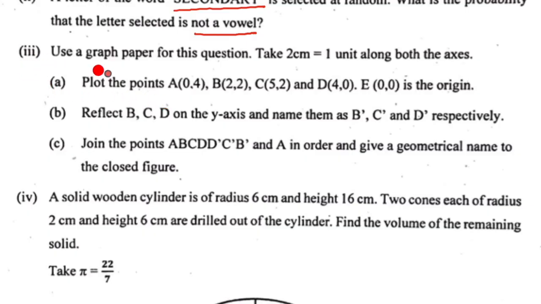Question 4, the third one. Use the graph paper, take 2 centimeters equal to 1 unit along both the axes.